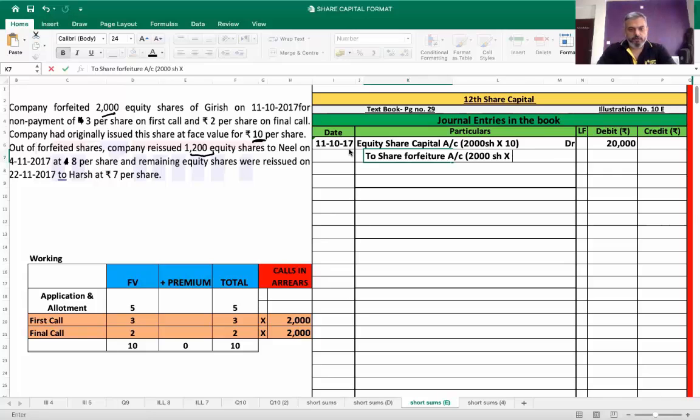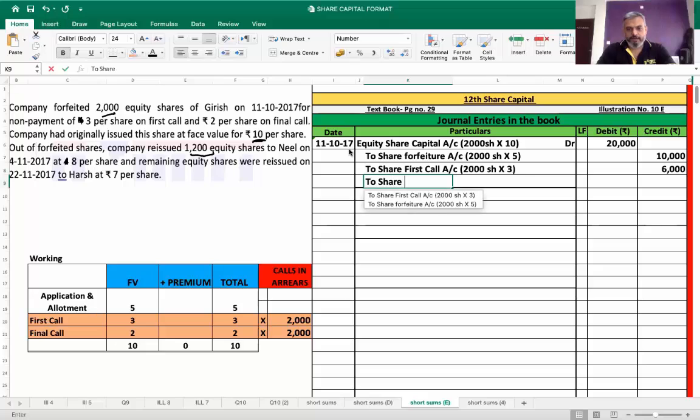2000 shares into, we forfeit rupees 5 per share, 10,000. To share first call account, 2000 shares into 3 per share, 6,000, and to share final call account, 2000 shares into 2 per share, 4,000.